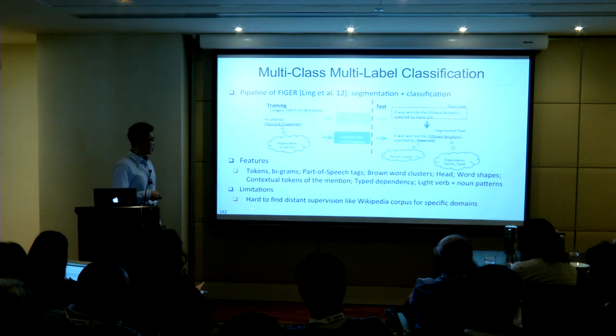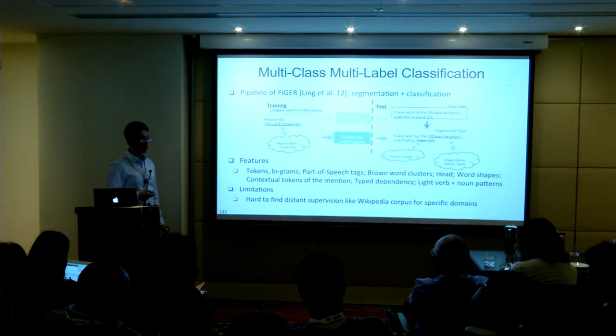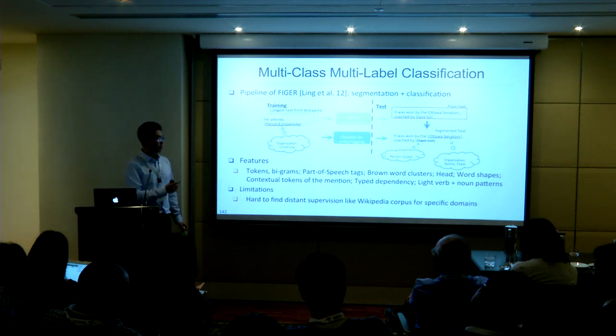But let's say, in many domains, you don't even have distant supervision like the Wikipedia corpus, which means that if you use the Wikipedia corpus, it's still pretty general domain knowledge. It cannot be generalized to the specific domain we are talking about.